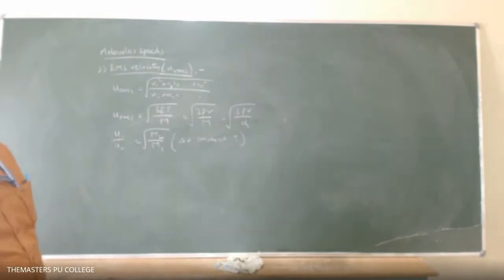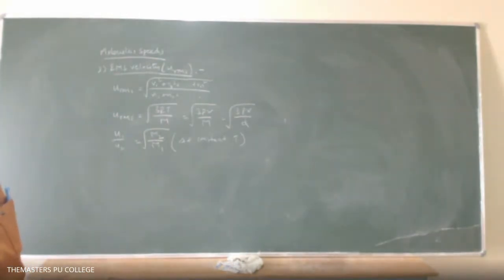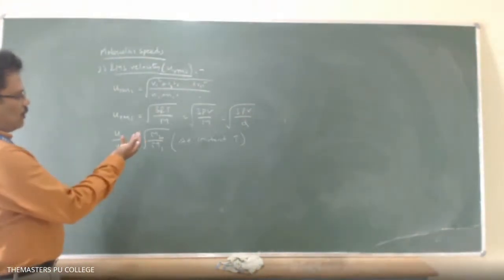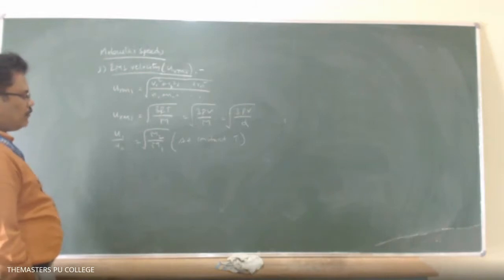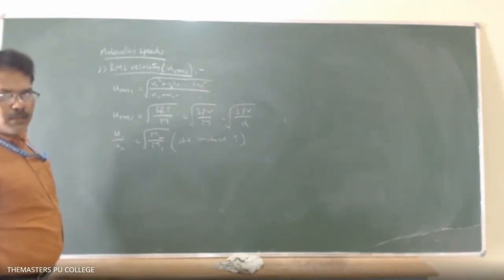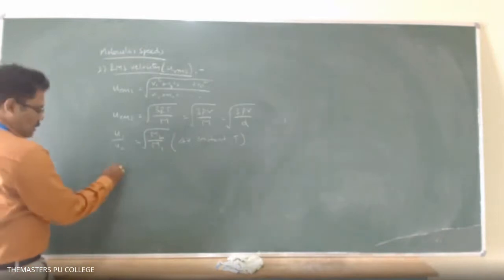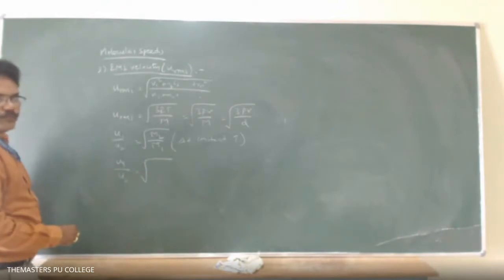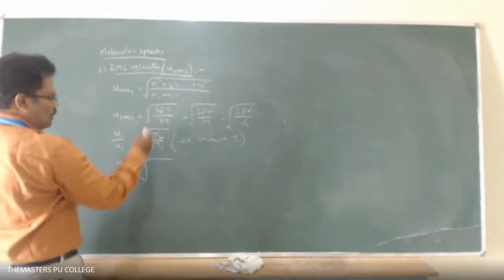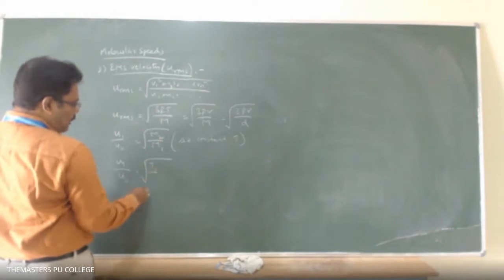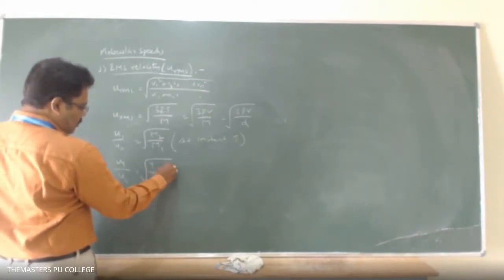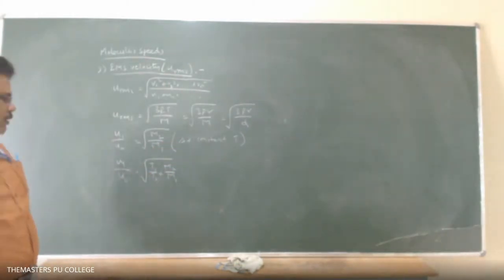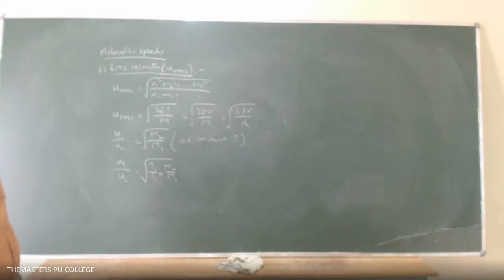And if it is not constant temperature, and you are calculating the ratio of the RMS velocities, then u1 by u2 equals the root of R constant, 3 constant. Then you will get T1 by T2 into M2 by M1. So u1 by u2 equals the root of T1 by T2 into M2 by M1.